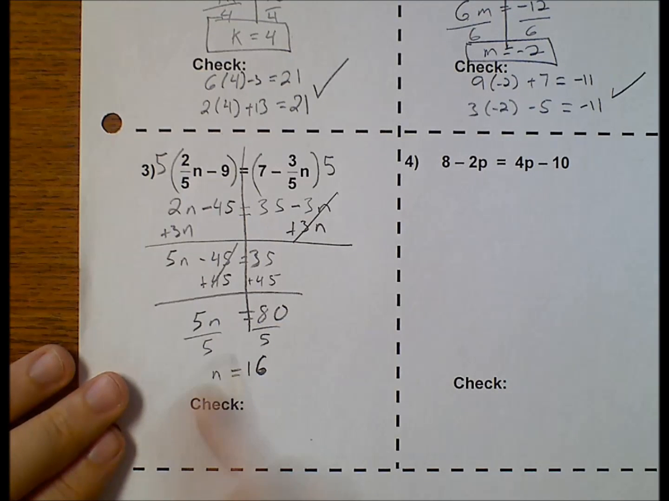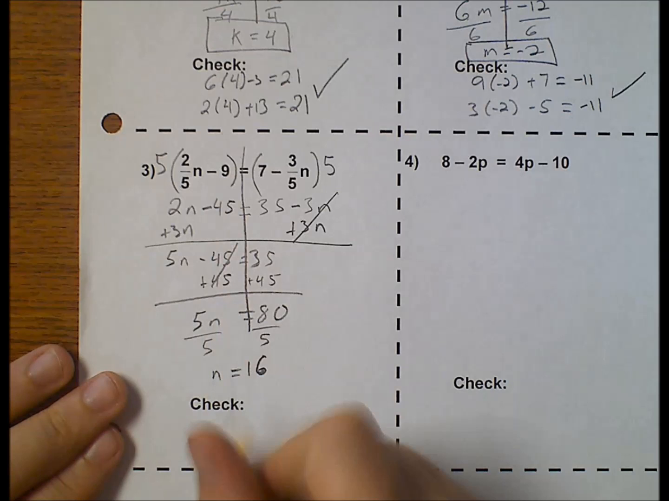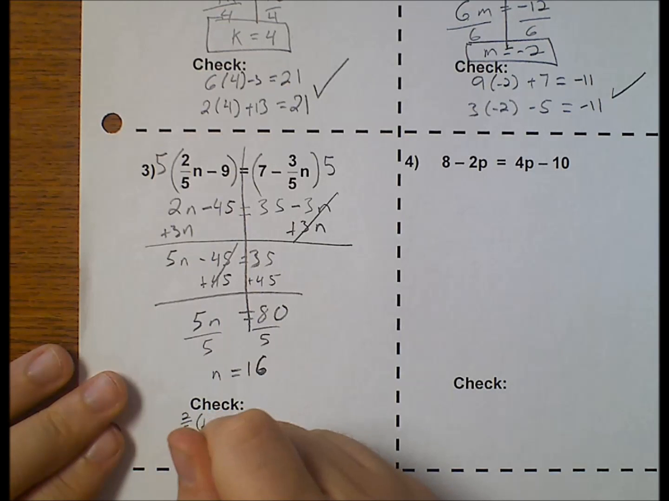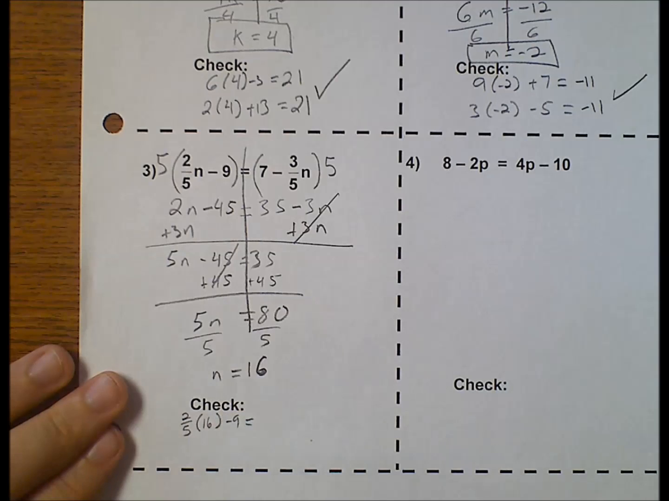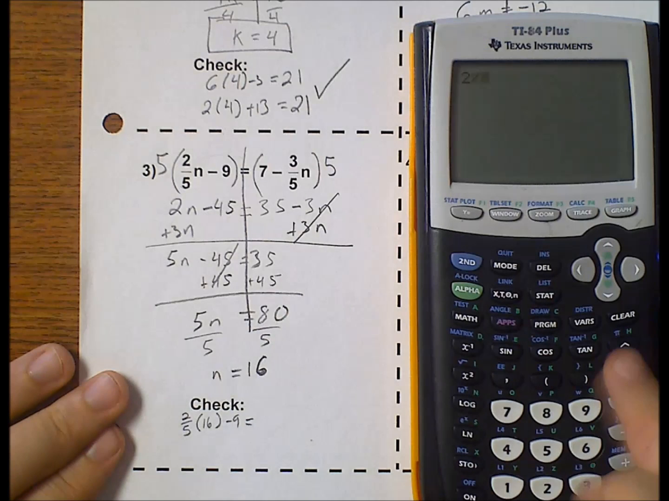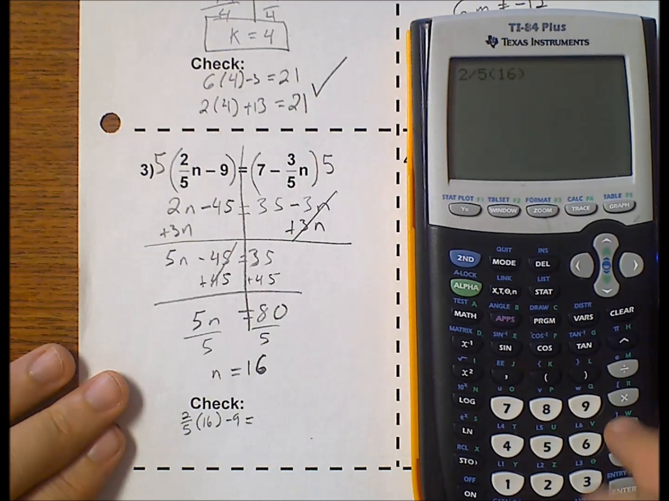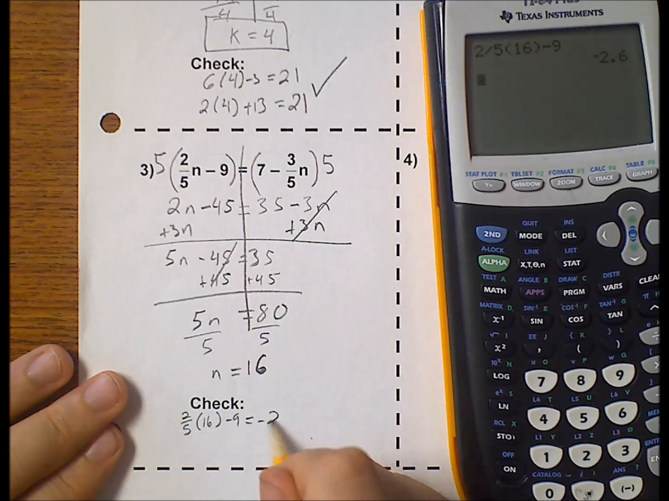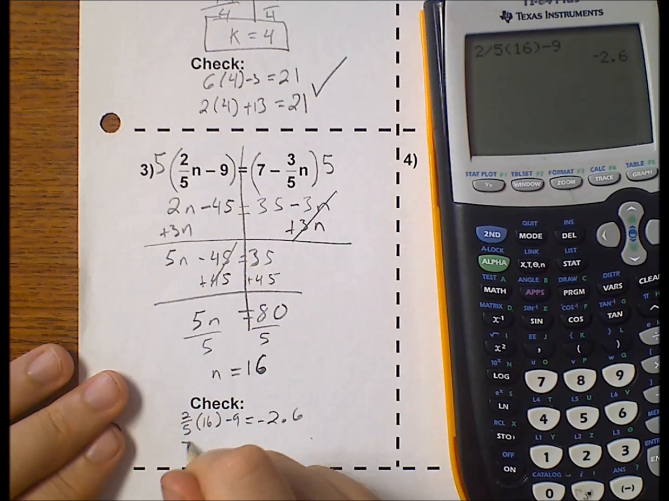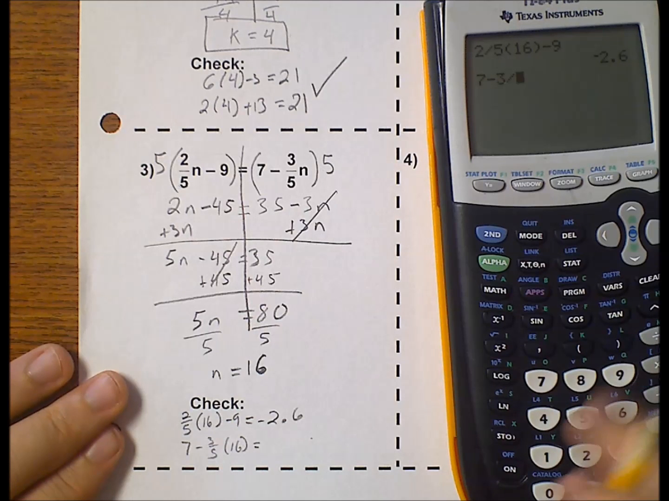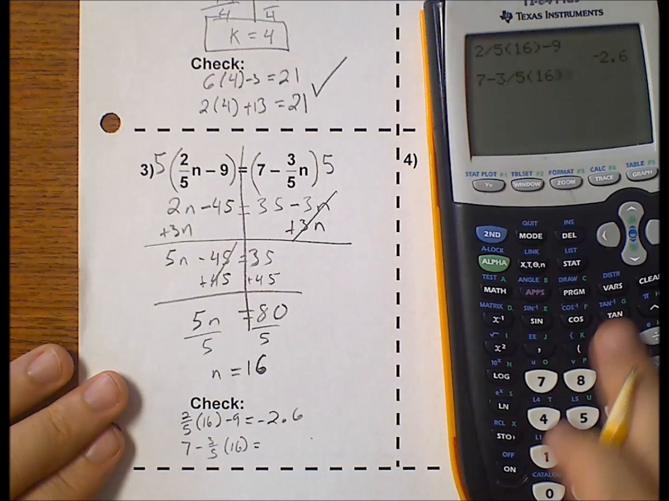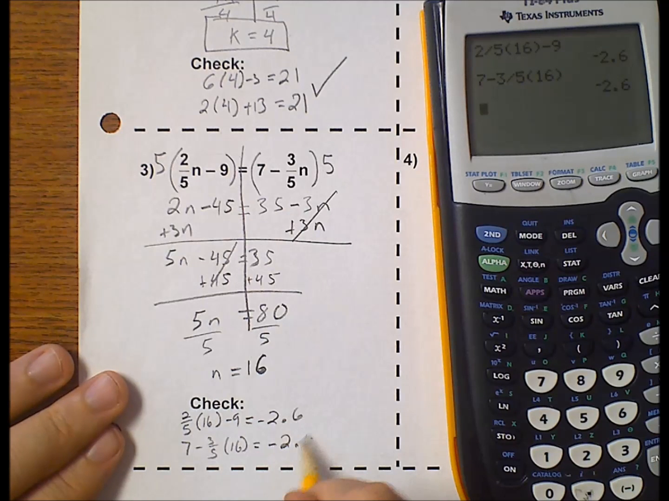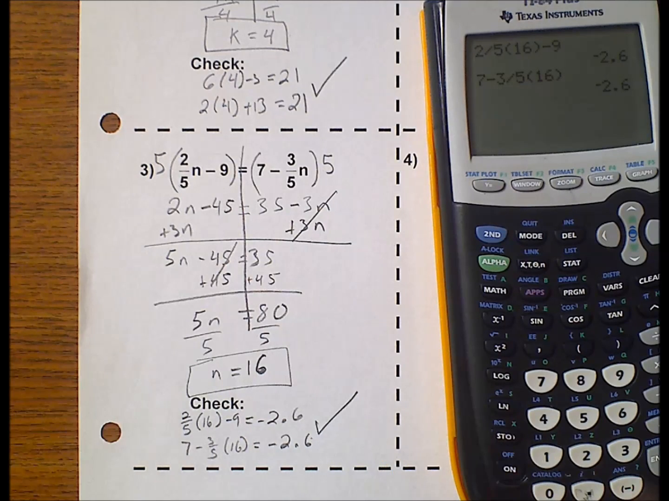Now we go to check, and because I want to make sure that I didn't make any errors, I'm going to go back to my originals. That would be 2/5 times 16 minus 9. 2 over 5 times 16 minus 9 gives me a negative 2.6. And now 7 minus 3/5 times 16 is also a negative 2.6. So because these are both the same, my answer checks out.